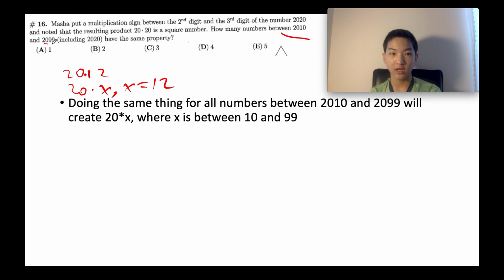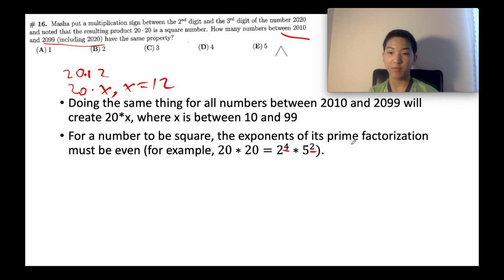So for a number to be a square, the exponents of its prime factorization must be even. So for example, for the number 20 times 20, its prime factorization is 2 to the 4th times 5 squared, and the exponents will be 4 and 2. These exponents are even, so the number is indeed a perfect square. For another example, let's say we have the number 36. Its prime factorization is 6 times 6, which is equal to 3 times 2 times 3 times 2. And then we finally condense it to 2 squared times 3 squared, which has even exponents.